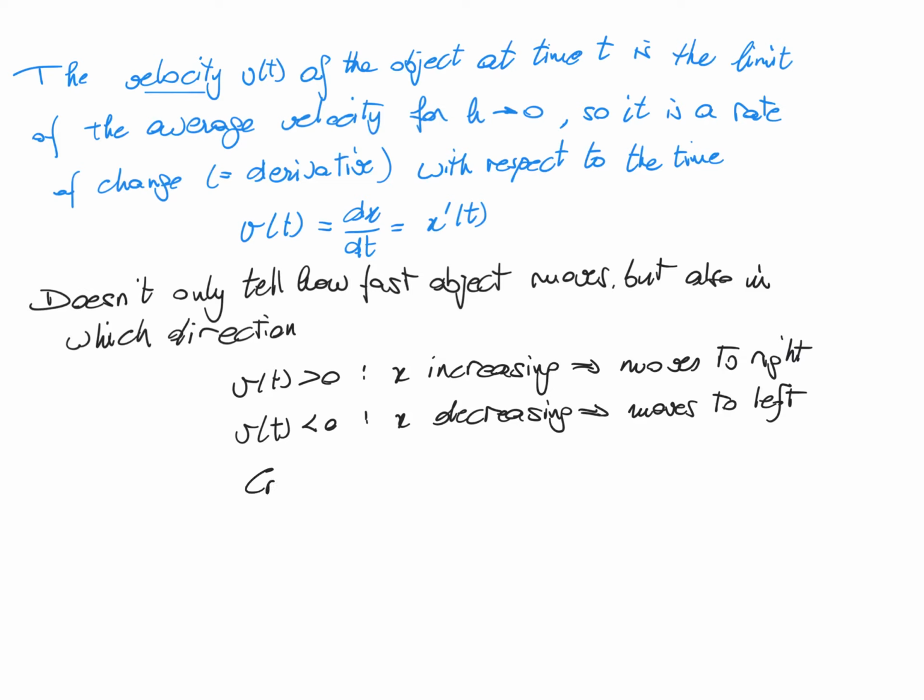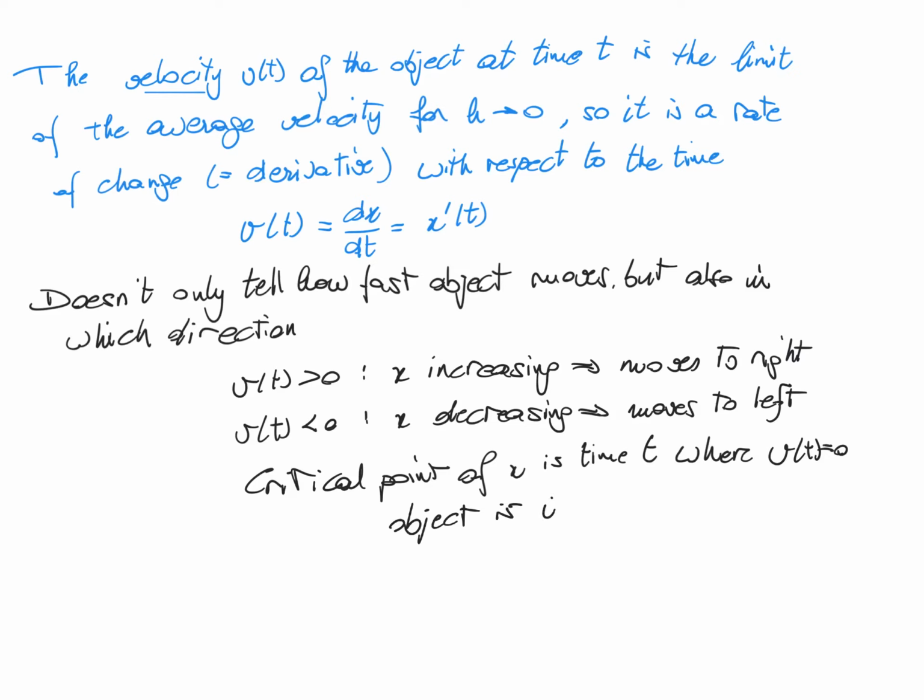The critical point of x is the time point t, so it is the time t where my derivative v of t becomes 0, so x prime of t is 0. At this point we say that the object is instantaneously at rest. So at that point t, the object is not moving.